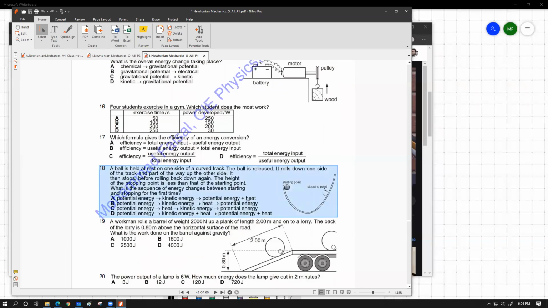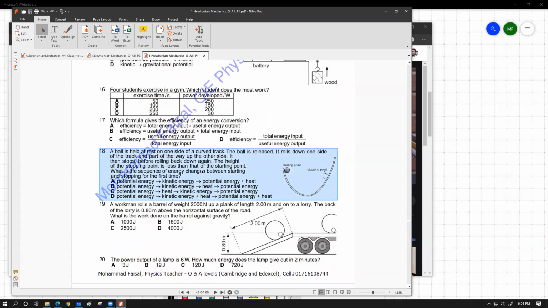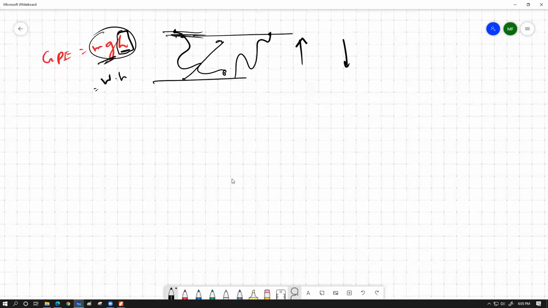Question number 18 says, a ball is held at rest on one side of a curved track. The ball is released. It rolls down one side of the track and part of the way up the other side. The height of the stopping point is less than that of the starting point. What is the sequence of energy changes between the starting and the stopping for the first time? I would like to take this question out because I'd like to discuss this in a bit more detail.